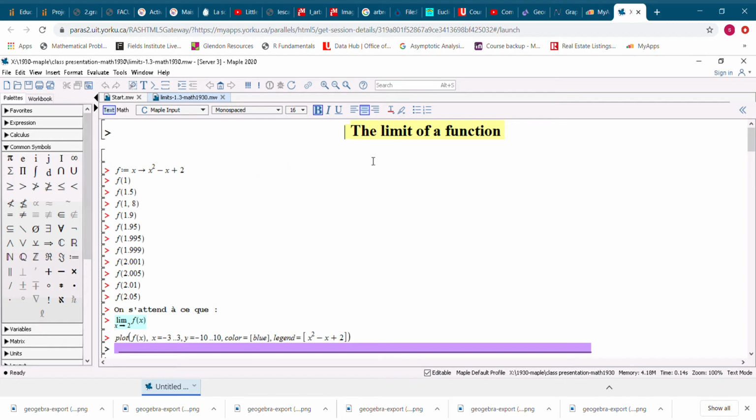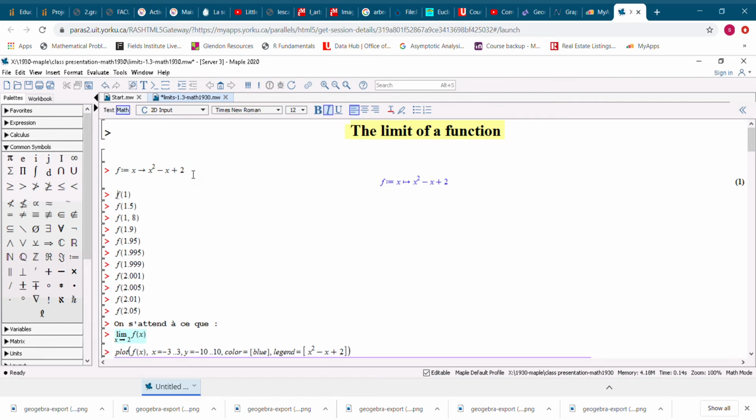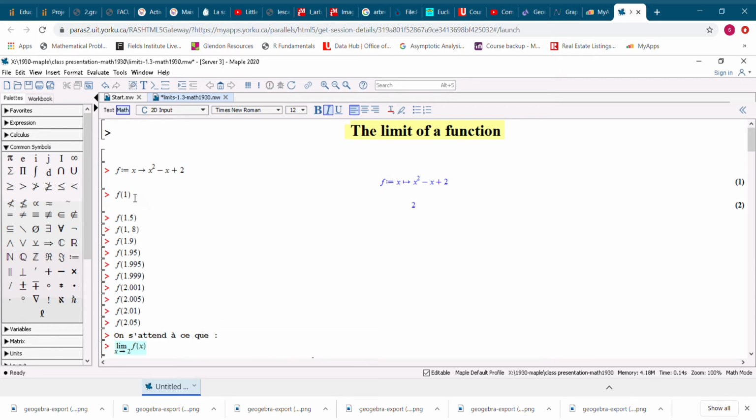The limit of a function is the first concept we will study today. Let's consider first the polynomial function f(x) = x² - x + 2, and we are interested in looking at how f is behaving close to 2, when x is close to 2. So the idea is to consider values of f at x close to 2. Let's start with 1.